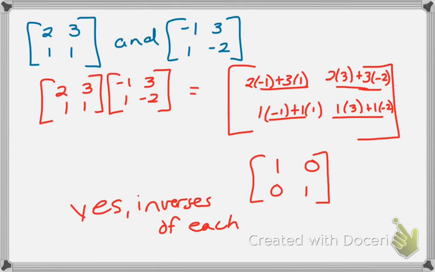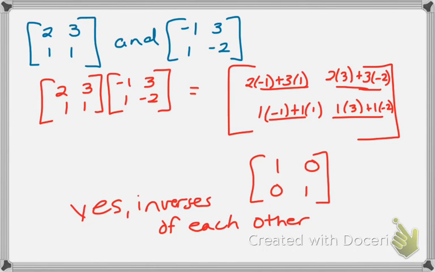If 3 and 1 and 3 and 1 are the same, like the two top and left, if they're the same, is it going to be an inverse? Not always. Because sometimes inverses get really funky and they have fractions in them. So it's not always going to be the case. Okay. All right. So that's how we check to see if matrices are inverses of each other or not.